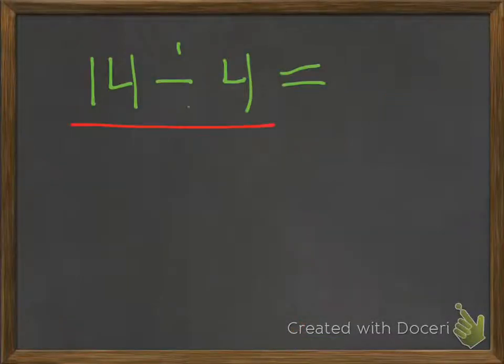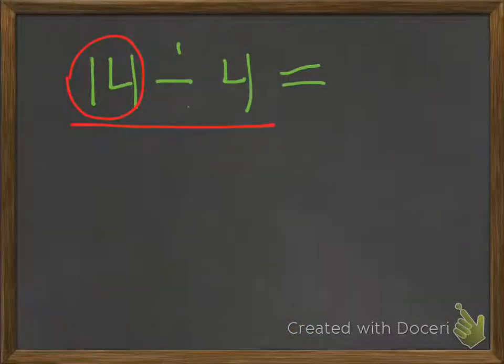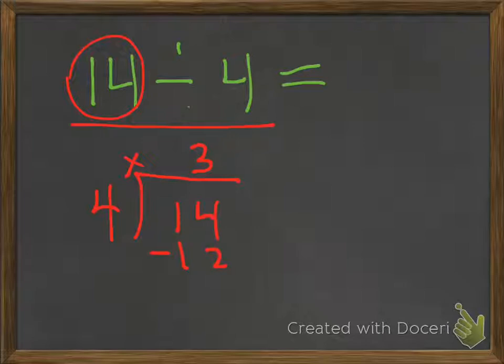So we're going to divide. That's the problem we're doing here. We start with 14 and we put them into 4 groups, and that's exactly what we did back here. We started with 14, we put them into the 4 groups or 4 shelves, and then we divided. So if you want, you can do it this way as well. 4 goes into 14 3 times, because 3 times 4 is 12. We subtract. We have 2 left over.